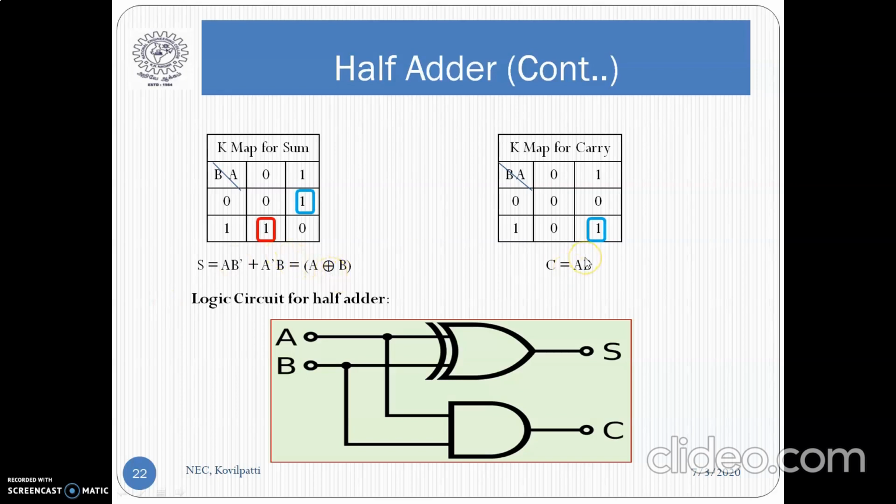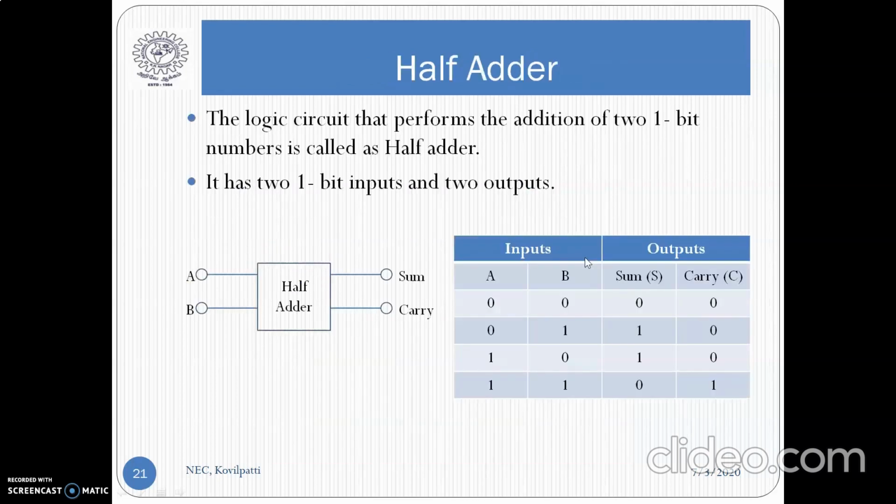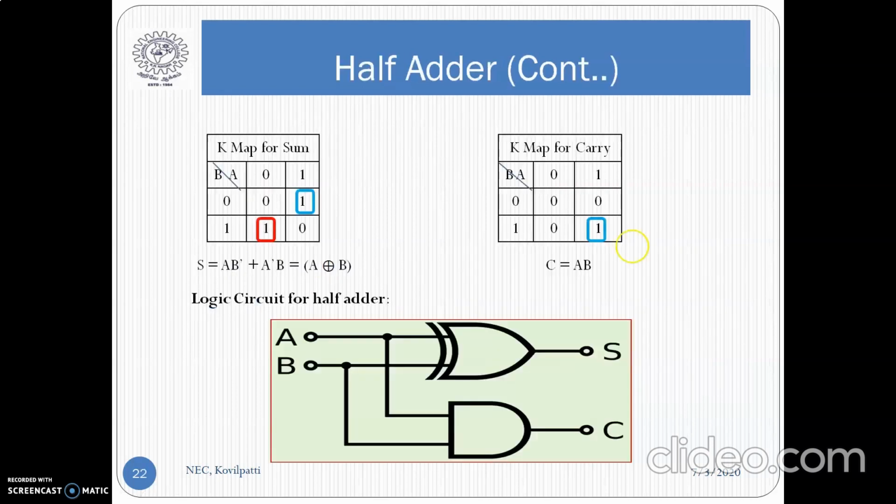And what about C? C has only one 1, at the last. That single 1 represents AB, right? So it is AB. For that we consider the logic circuit. This is a half adder circuit. So S will be XORing the 2 inputs and C will be ANDing the 2 inputs. That will be the C, right?